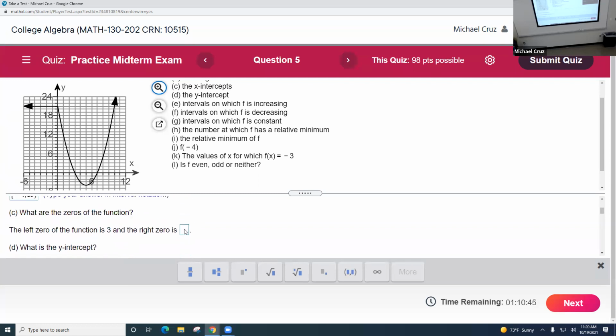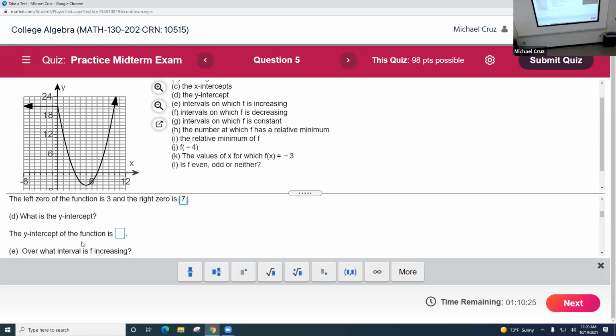The left zero of the function is 3, and the right, oh, they gave us one of them. The y-intercept is where it crosses up here. And what is that, 8? I guess each one of these is 1, 2, 21. 18, 19, 20, 21. Yeah, they're going by 1. You just have to check the scale.